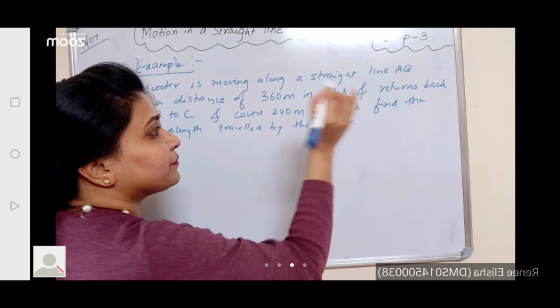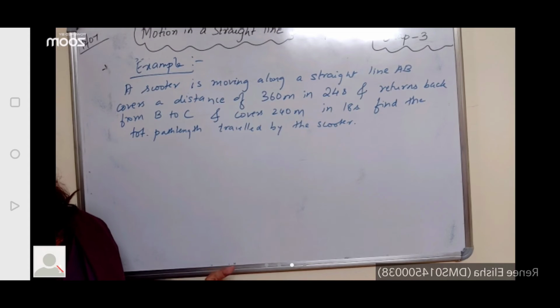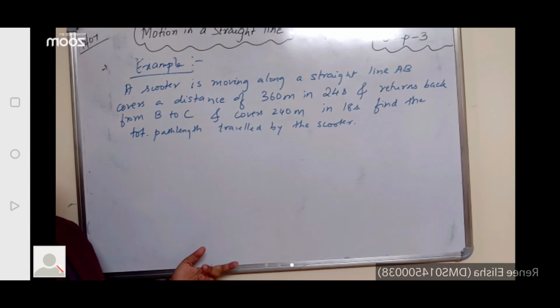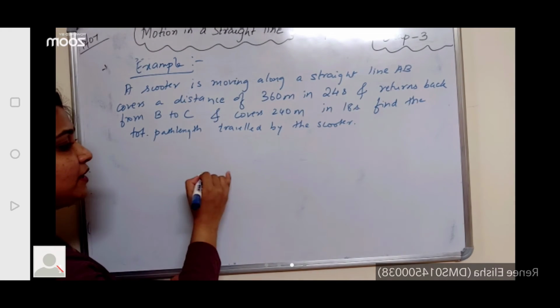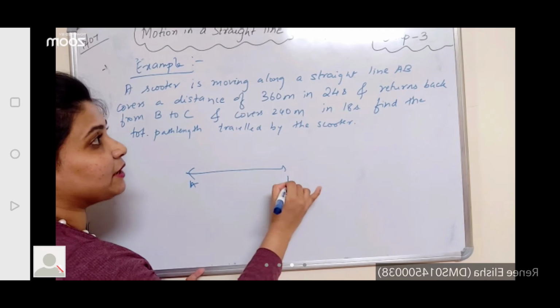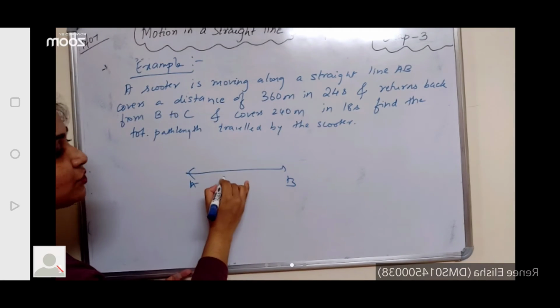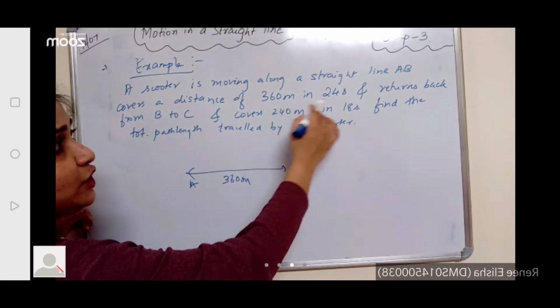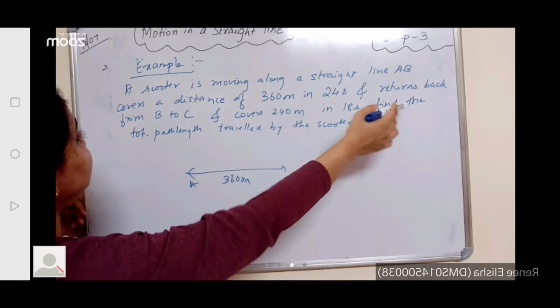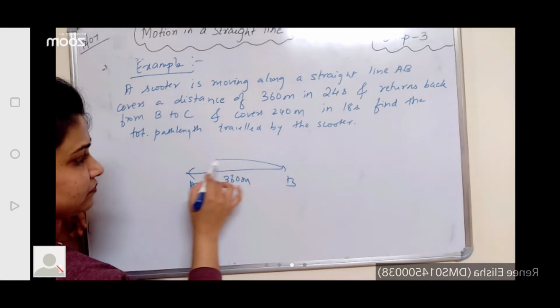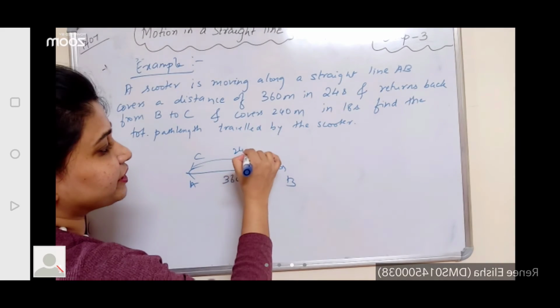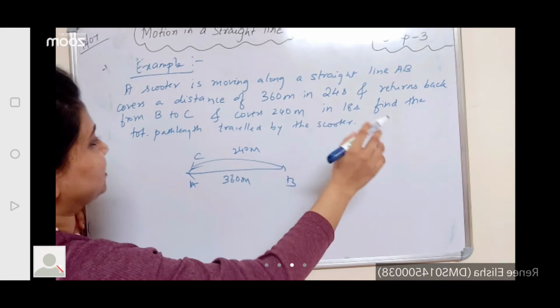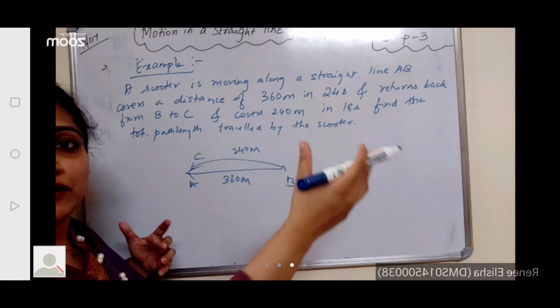So what is the question they are asking? They are just asking what is the total path length that is travelled. A scooter is moving along a straight line AB, and it covers a distance of 360 meters in 24 seconds, and returns back from B to C. It's saying returning. It covers 240 meters in 18 seconds. Find the total path length traveled by the scooter.